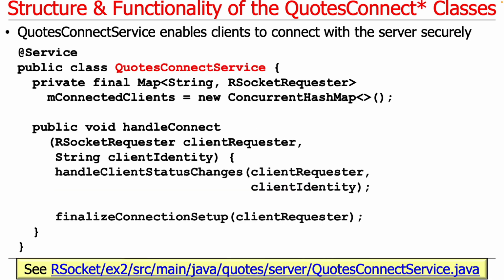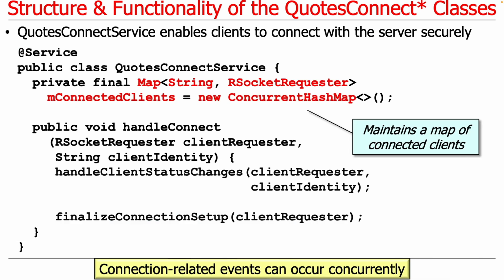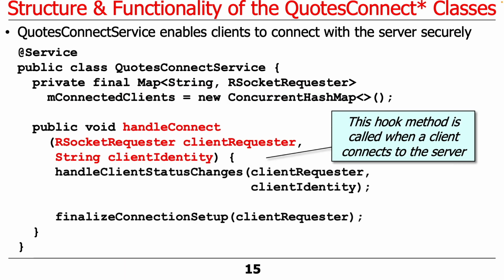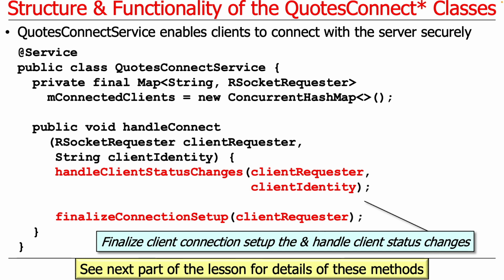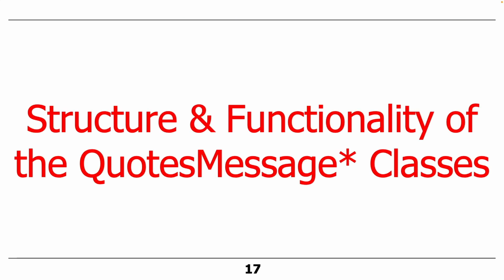The service, again, we've gone over this before, it is going to have a map of connected clients, so it can keep track of who it's connected to. By the time we get this method called, we've passed the authentication portion, so that's been handled earlier by Spring and the RSocket security module. And so then the implementation just basically finalizes connection setup and handles client connection status changes. And we'll talk a bit more about that in a second. So nothing really very interesting there that we haven't already talked about before, although it's interesting, just not new.